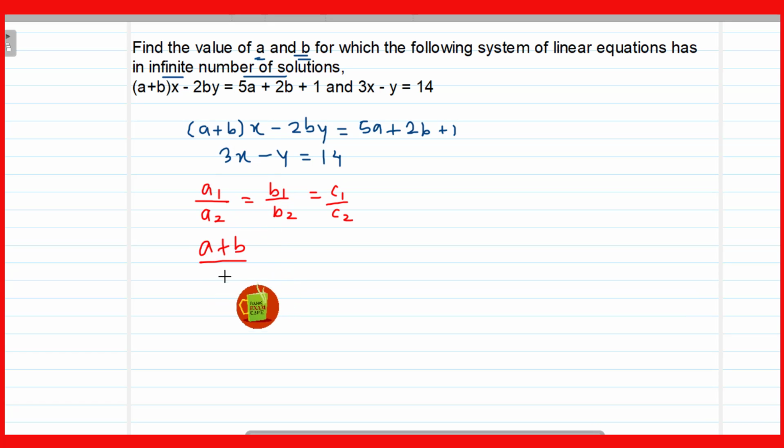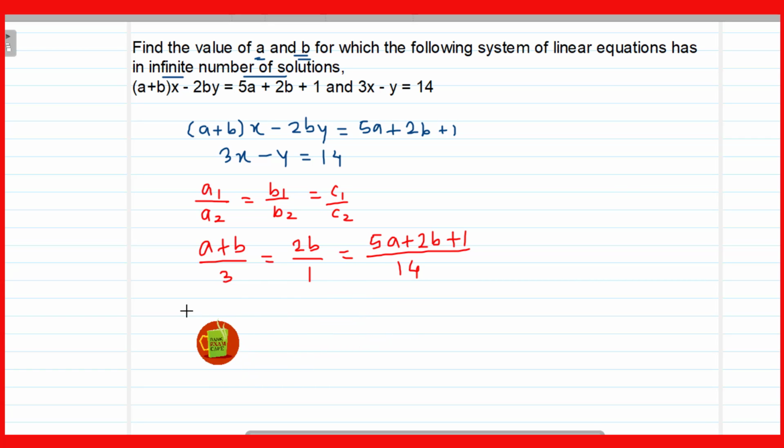So a1 upon a2, this ratio is the ratio of the coefficients of x, and so it will be (a plus b) upon 3, which is equal to b1 upon b2, that is the coefficients of y, so it will be minus 2b upon minus 1, that will be 2b upon 1, because minus minus will become plus. Which is equal to c1 upon c2, the ratio of the constant terms. So this is the constant term: 5a plus 2b plus 1 upon 14.